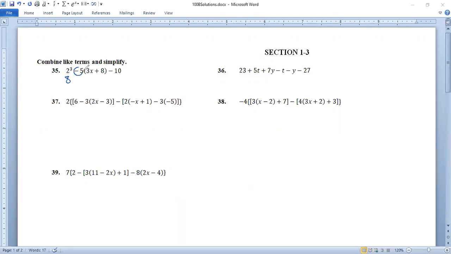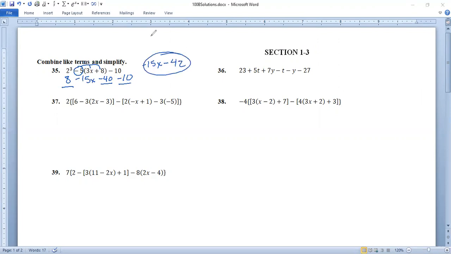We're going to distribute this -5 in here to clear out these parentheses so we can combine things. Minus 15x minus 40 minus 10. So combining like terms, there's only one thing that's an x, and that's a -15x. And then all the numbers, there's an 8 minus 40 minus 10. So 8 minus 40 is a -32, minus 10 is a -42.